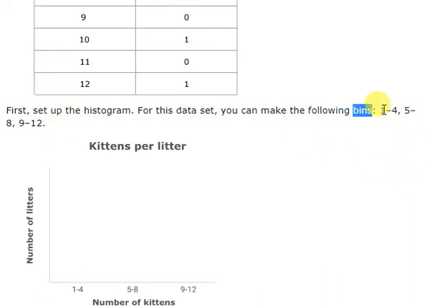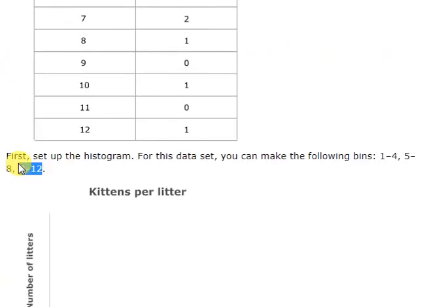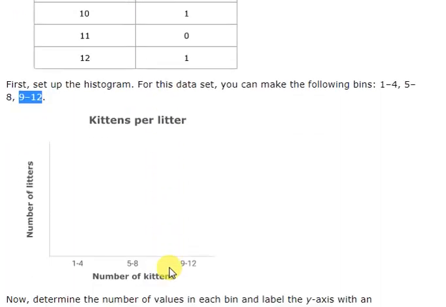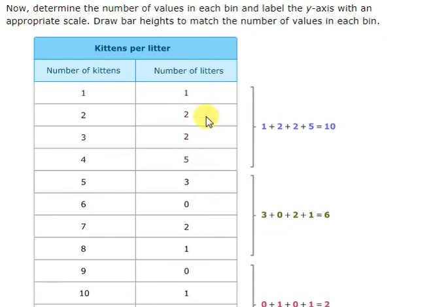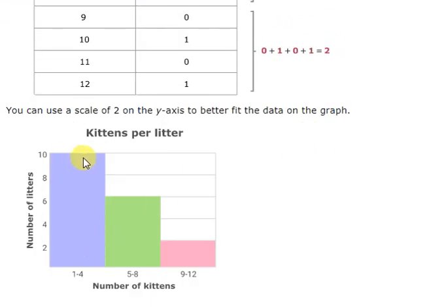The size of the range should always be the same. It has 4 possibilities from 1 to 4. Again, the second bin also has 4 from 5 to 8, and then the last bin also has 4 different possibilities from 9 to 12. Then you can easily count and give the answer. The first bar is 1 to 4. So here you have the number of litters, so you can easily count from 1 to 4. So 1 plus 2 plus 2 plus 5 till 4 we are counting. So they are 10. So we have to make a bar up to 10.